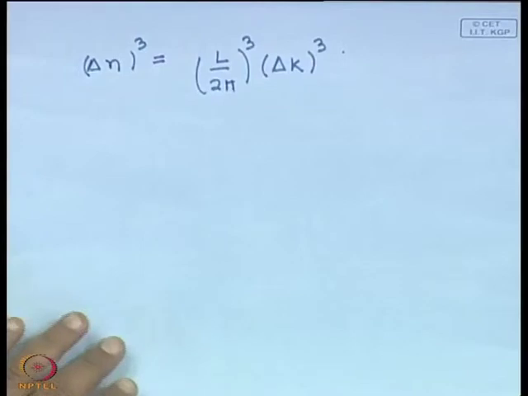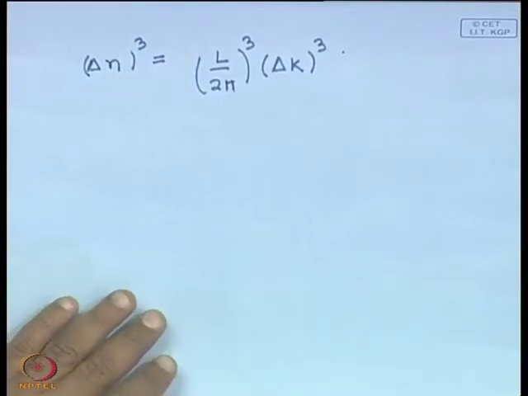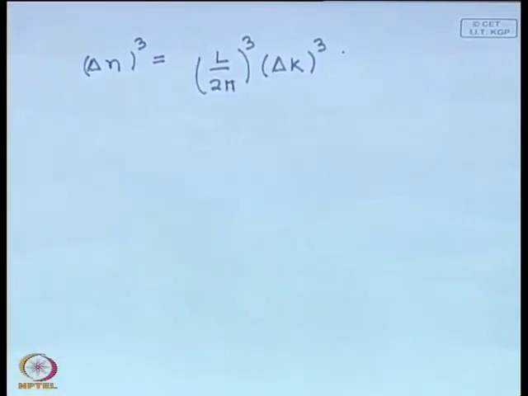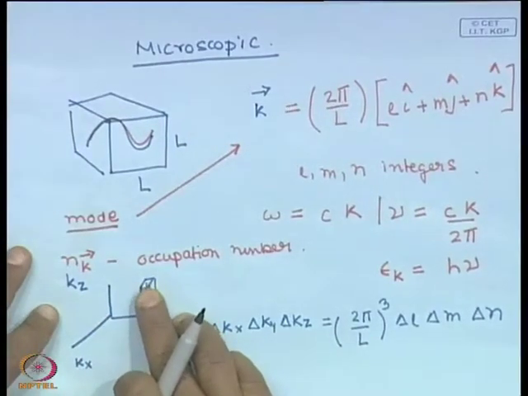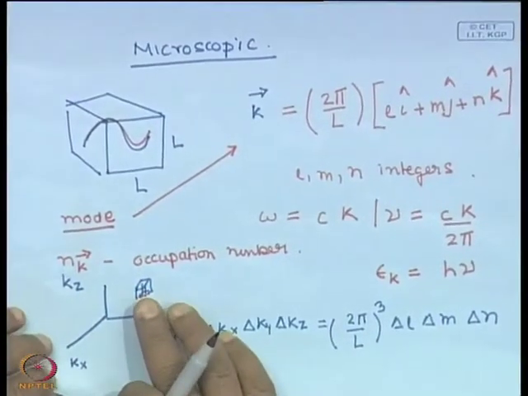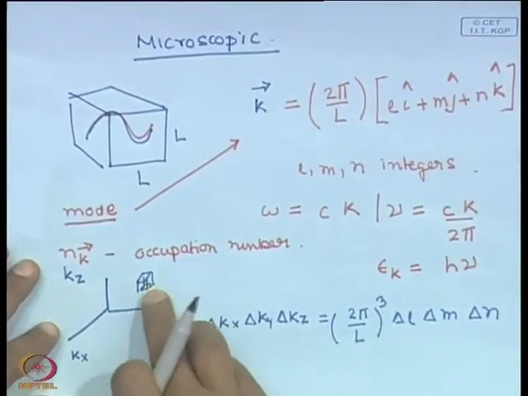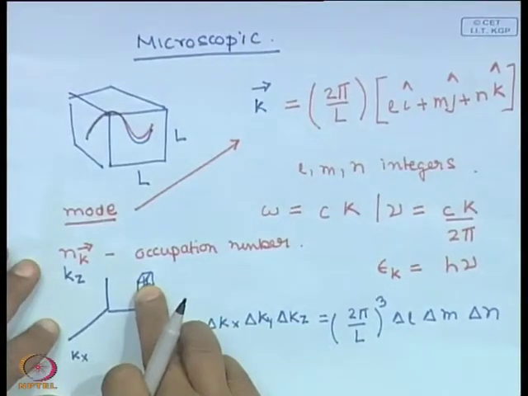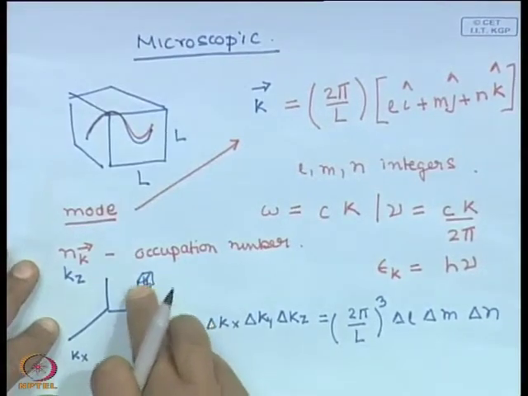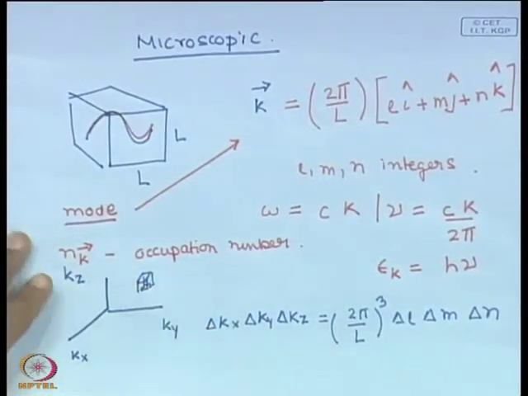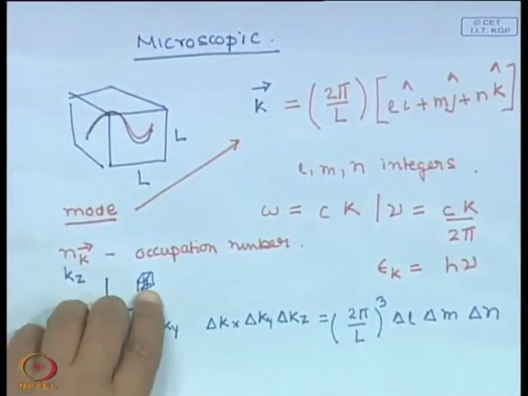Now, I want to calculate the number of photons in this range of delta k. How many photons are there in this range of delta k?